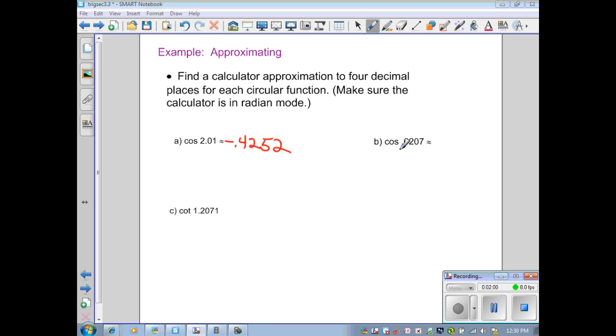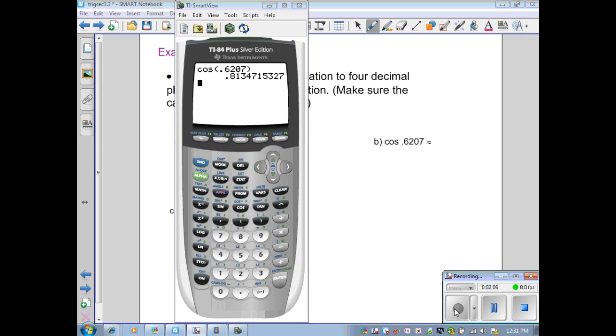All we need to do is substitute into a calculator. And when I do that, my approximation for cosine of 0.6207 radians is going to be 0.8135.